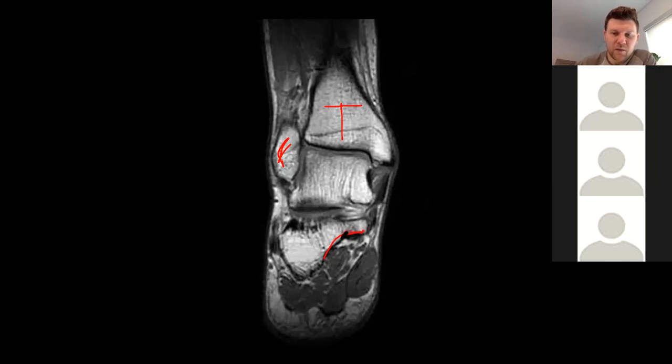So what tendon is right below it? The FHL. And what would run right next to it? Yeah, FDL, and then, good, posterior tibialis. Yeah, you'd have your posterior tib right there.